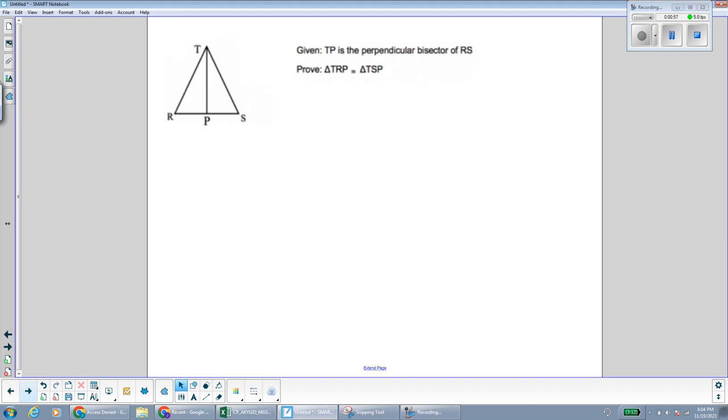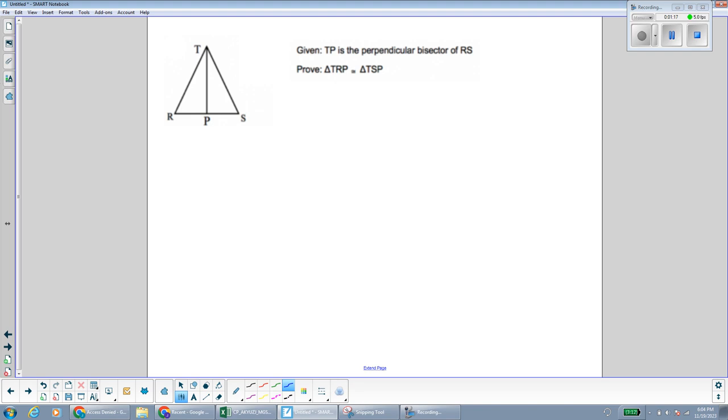I highly recommend that you pause the video, you take a look at the givens, and you try to mark whatever conclusions that you can in the diagram. You can take a piece of paper and you can draw the diagram on a piece of paper. TP is the perpendicular bisector of RS.